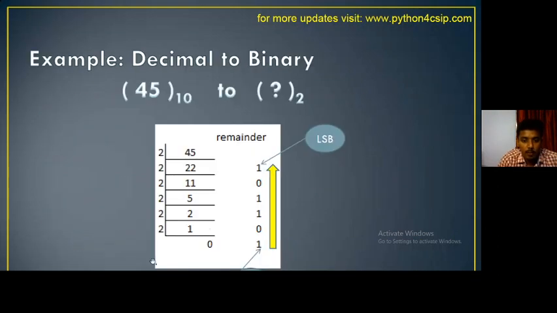Okay, I have done it until 1, that is 0, 2 divides 1 and the remainder is 1. So I have done it up to here, up to 0. Now this is the most significant digit and this is the least significant bit, so 101101 is the binary equivalent of the decimal number 45. It is the binary equivalent of the decimal number 45.